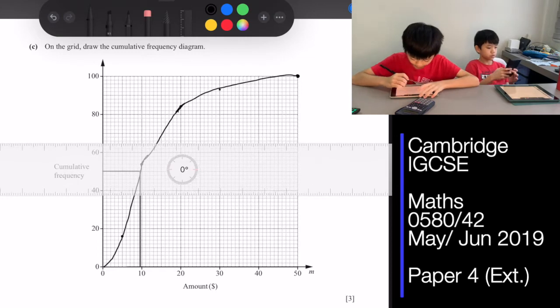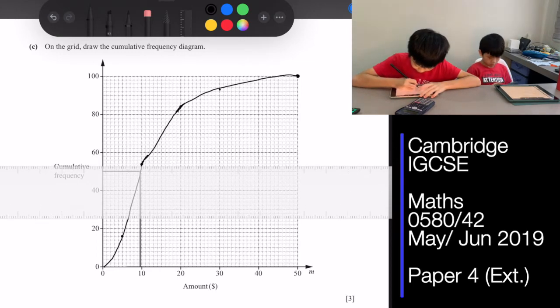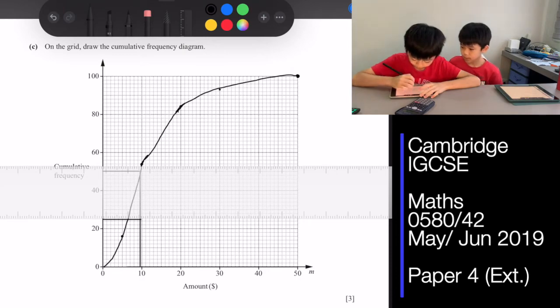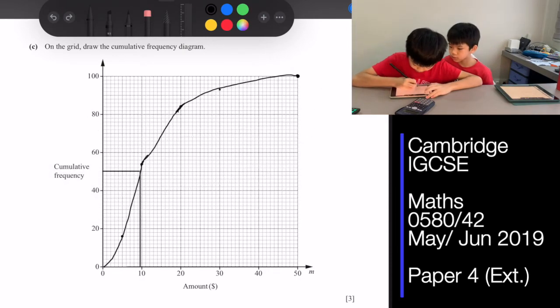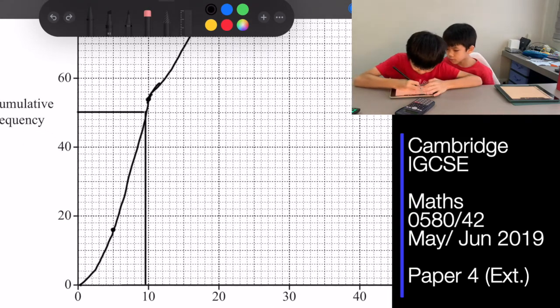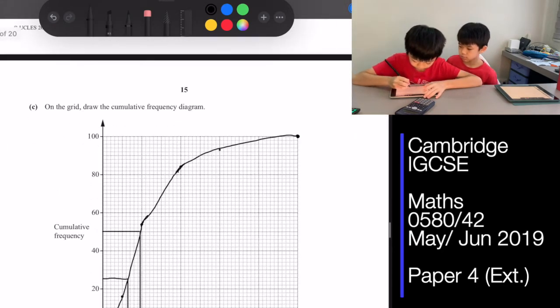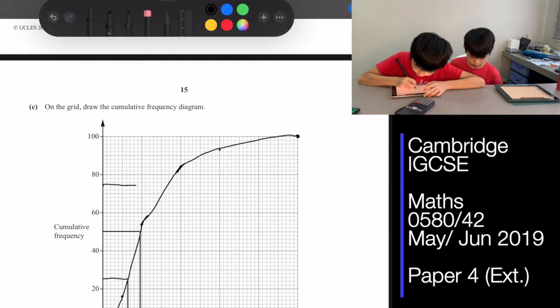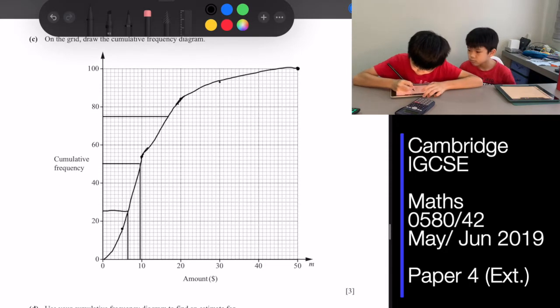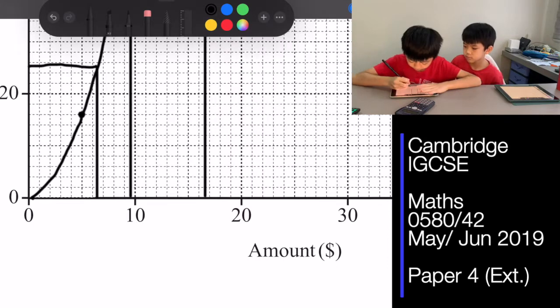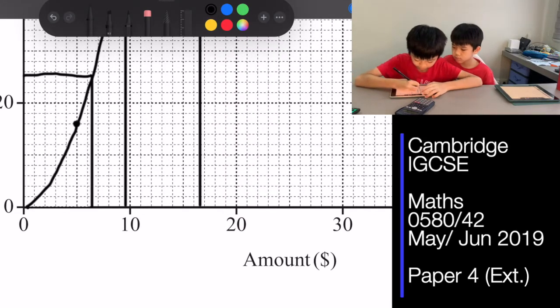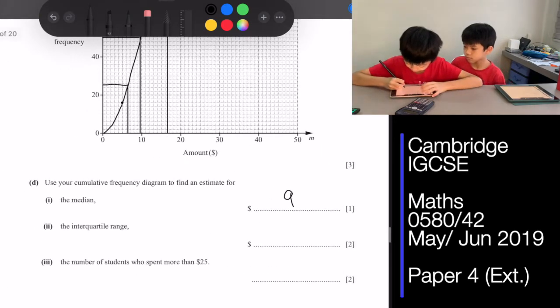So this is 25. 25th is, oh wait, I went past. 25 is over here. It's 1/4 of 100. And then 75 is over here, straight down. This is about 17 minus 6, so it's about 11 or 10.